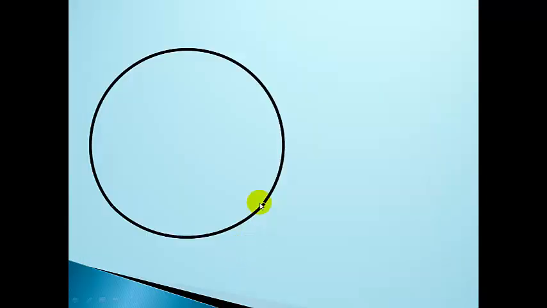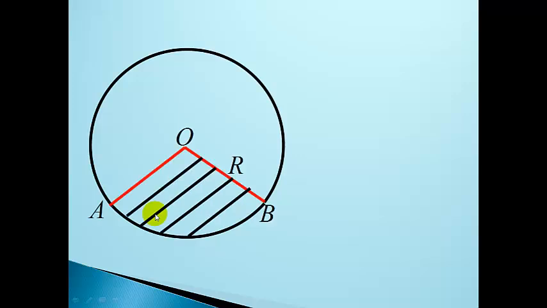Now we are looking at cones developed from sectors of a circle. Cones that are developed from the sectors of a circle. Now let's consider the circle as shown. This is a circle as shown. Now we have a sector OAB.